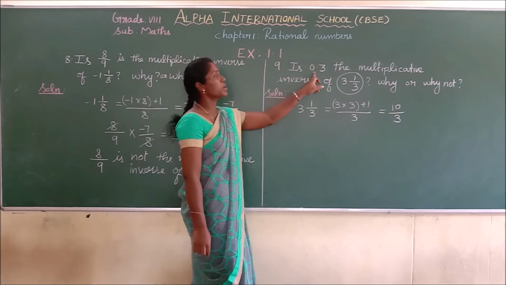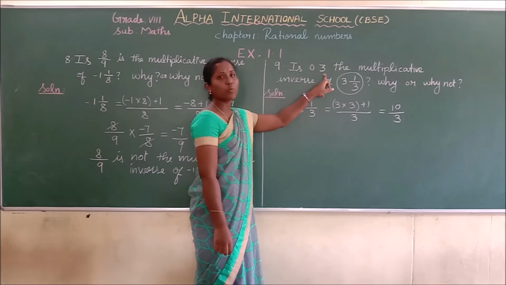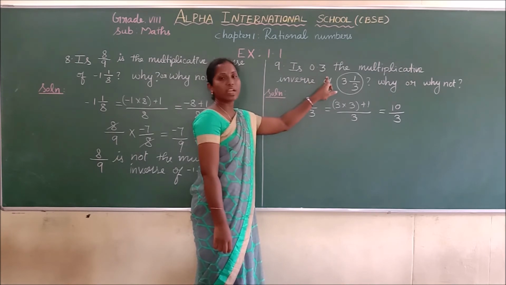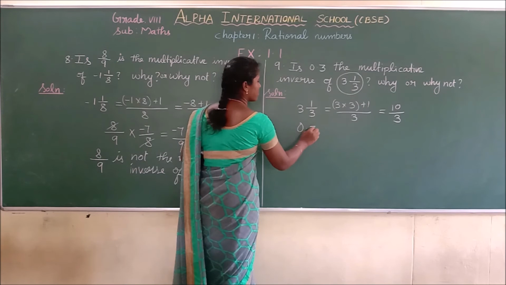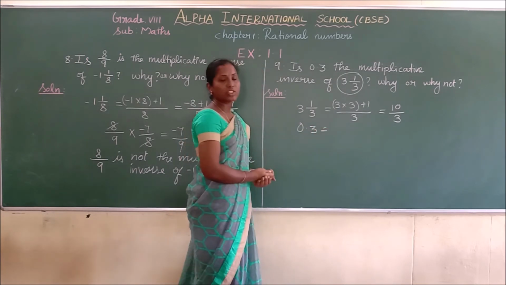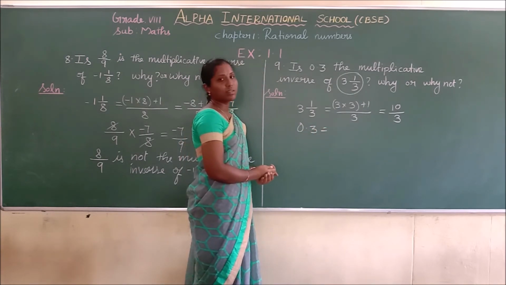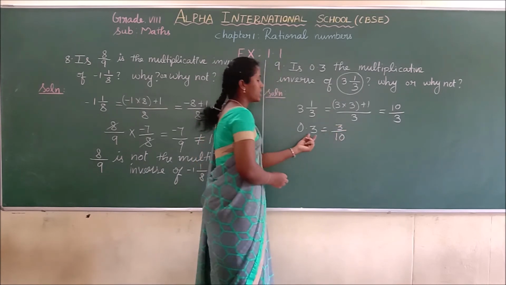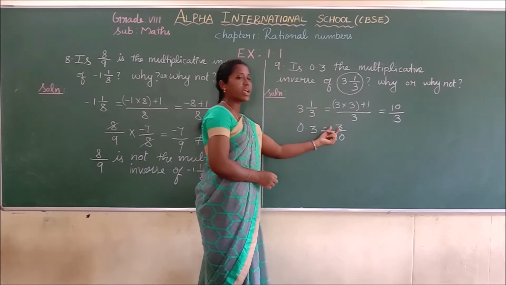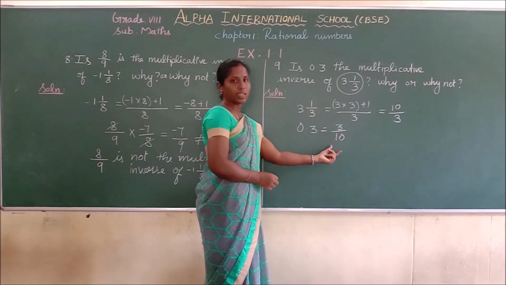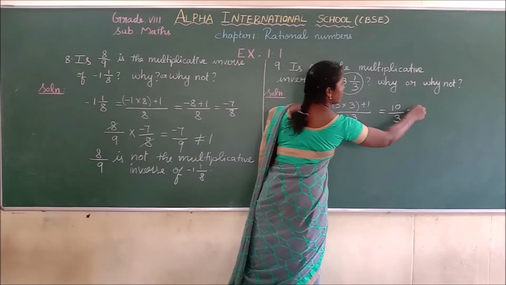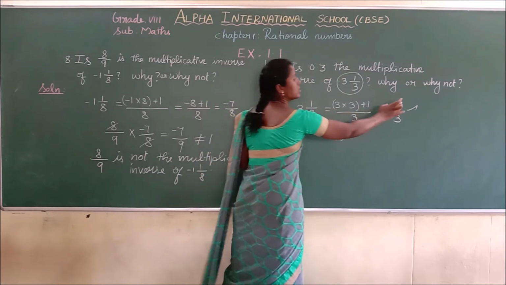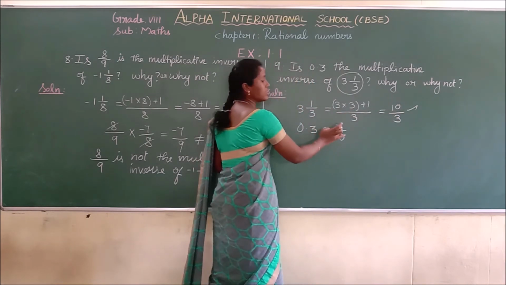Now look at the first number given. It is in the form of a decimal, 0.3. Change the number to the form of a fraction. How can we change it? Yes, 3 by 10, because with one decimal place we can write it as a fraction, 3 by 10. Now we have converted this number as 10 by 3 and 0.3 as 3 by 10.